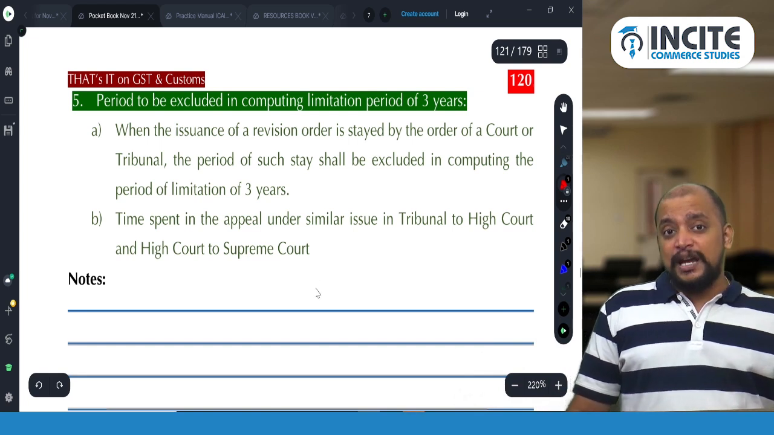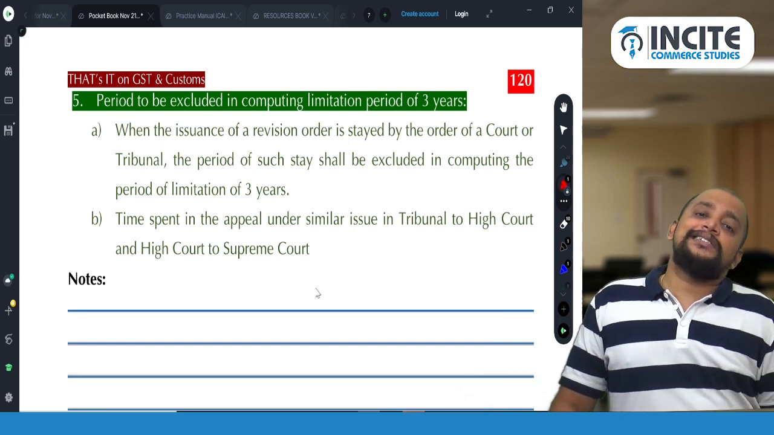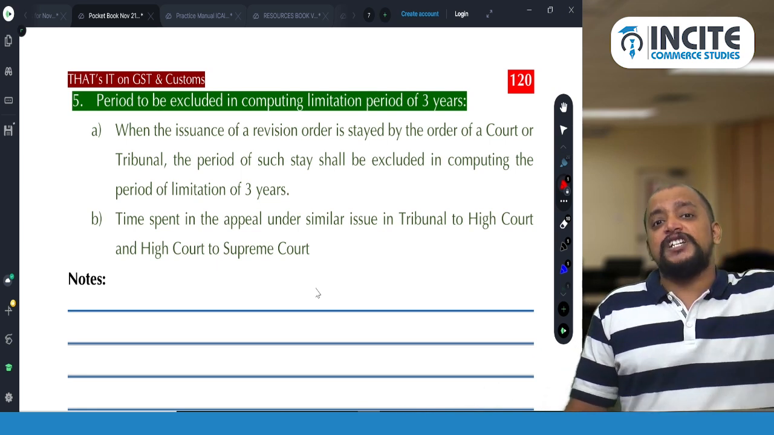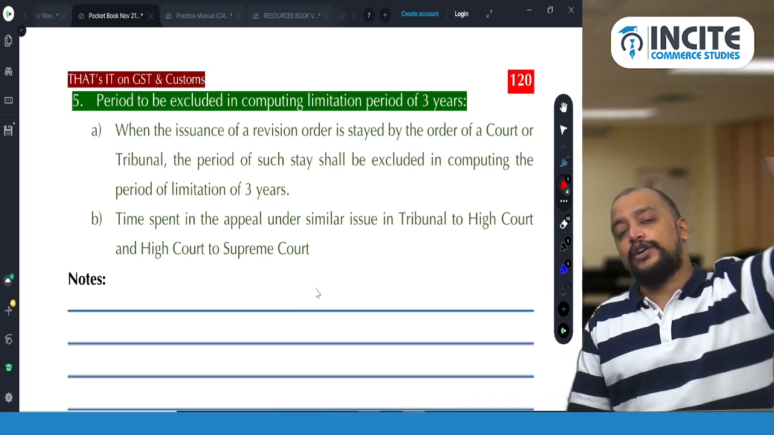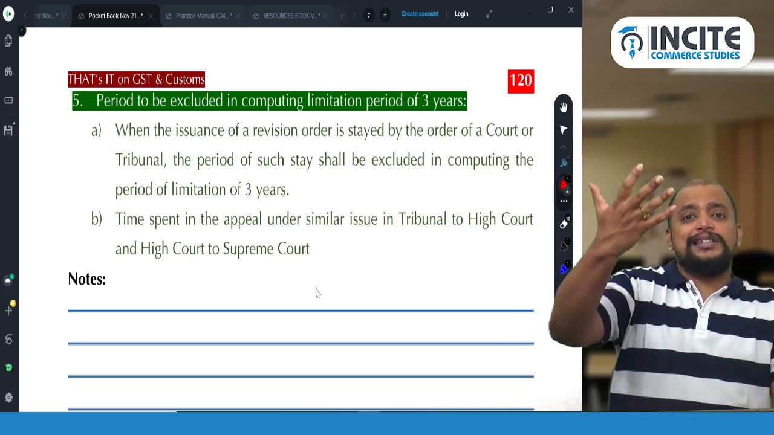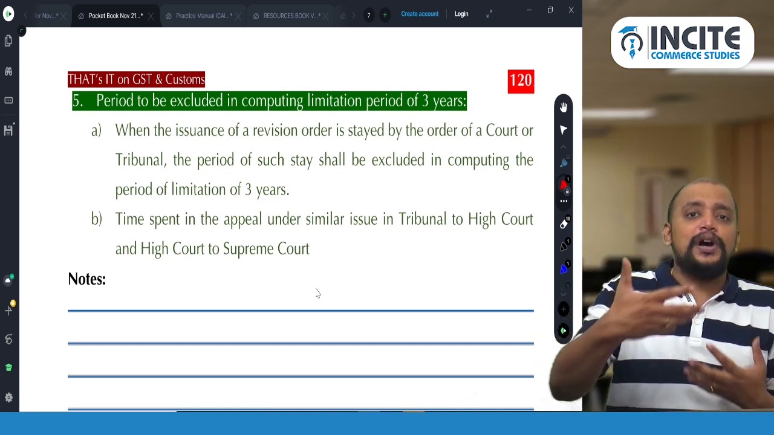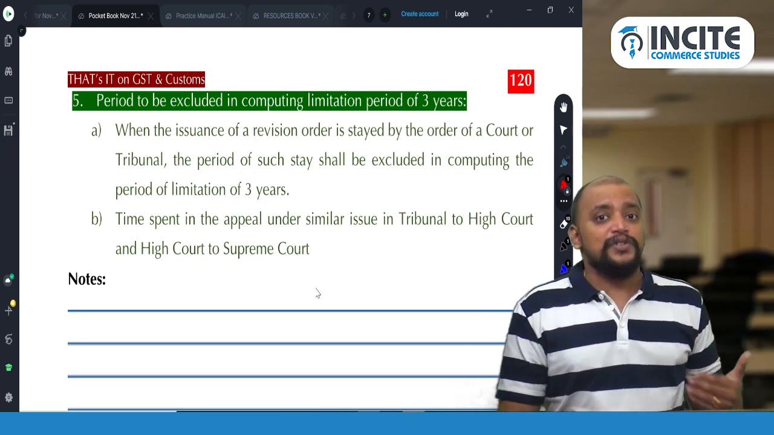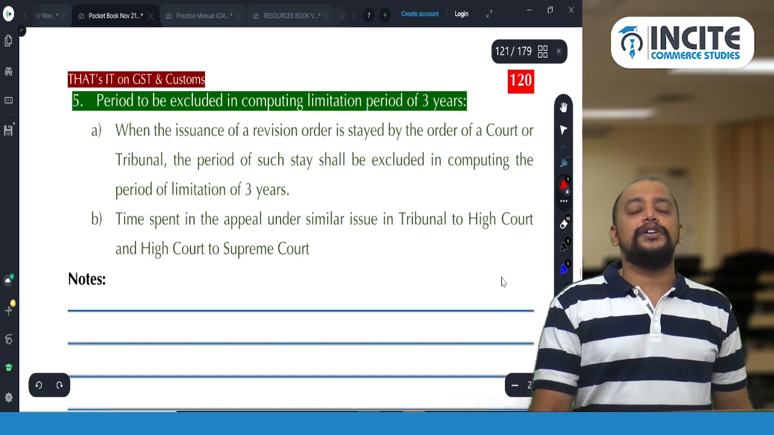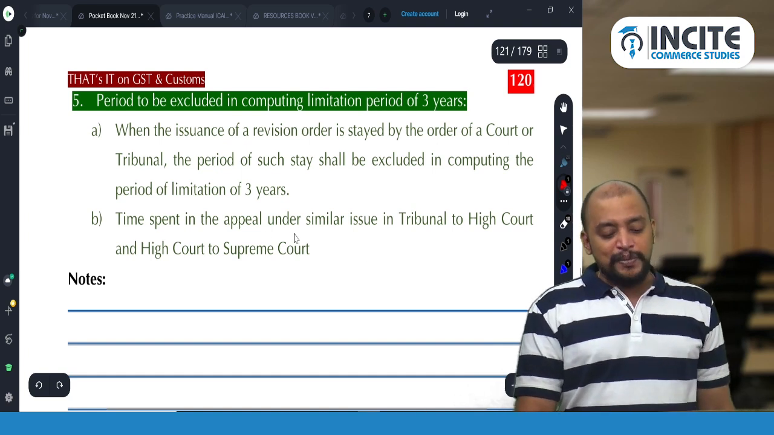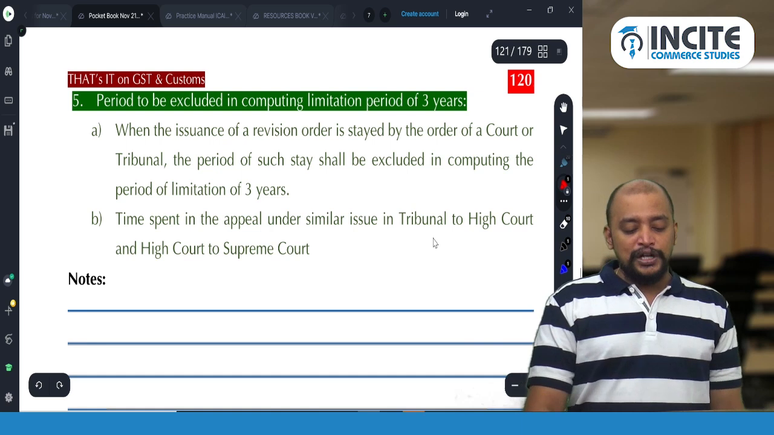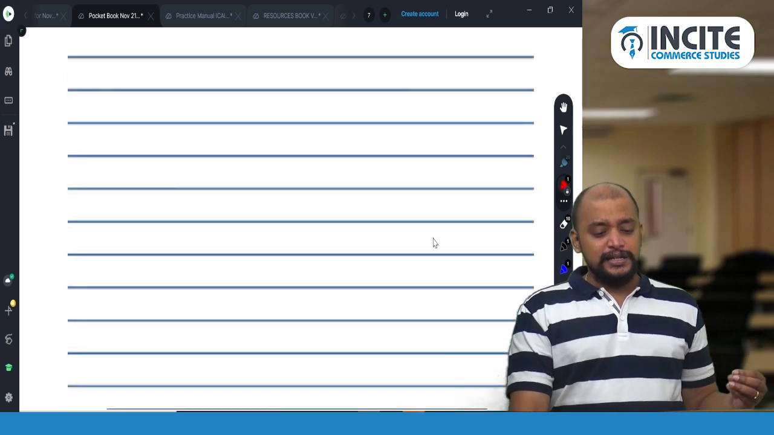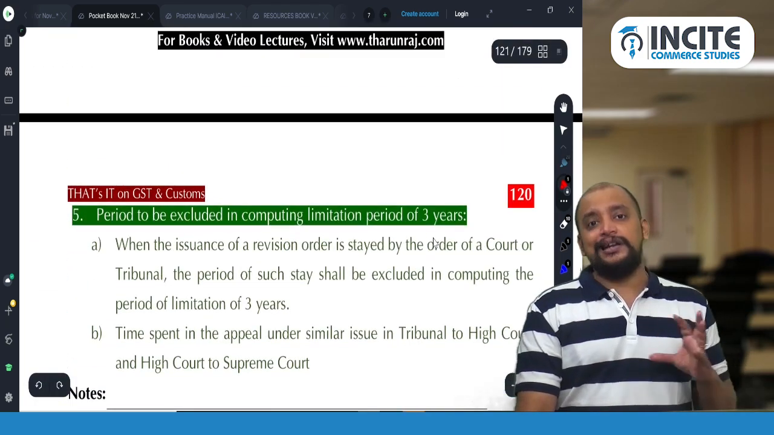And suppose on the same issue, similar issue in some other case is pending in the High Court or Supreme Court. So therefore the time for which it is spent between the tribunal and the High Court and High Court to Supreme Court, till the time that case has got a decision, similar issue has got some solution, until that point of time it will not be taken up for revision, which means that that period will be excluded while counting 3 years time limit. Time spent in appeal under similar issue in tribunal to High Court and High Court to Supreme Court. So these are the various points related to appeals under GST. Okay.